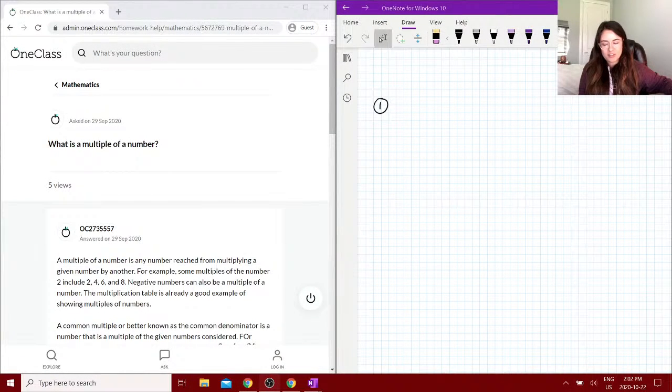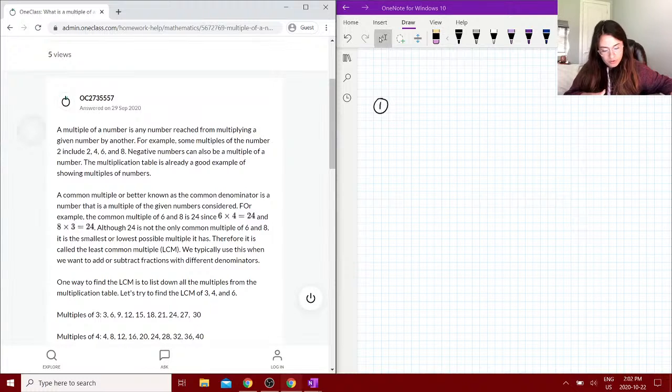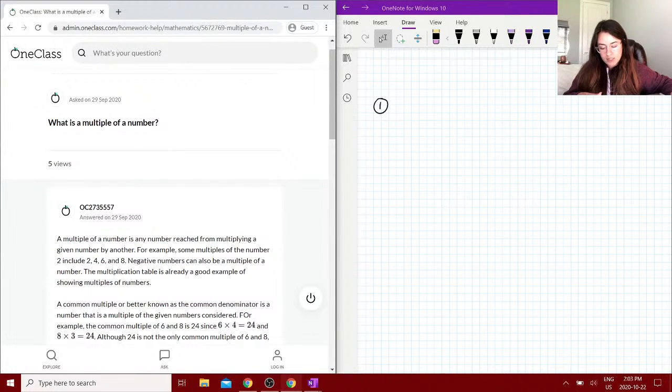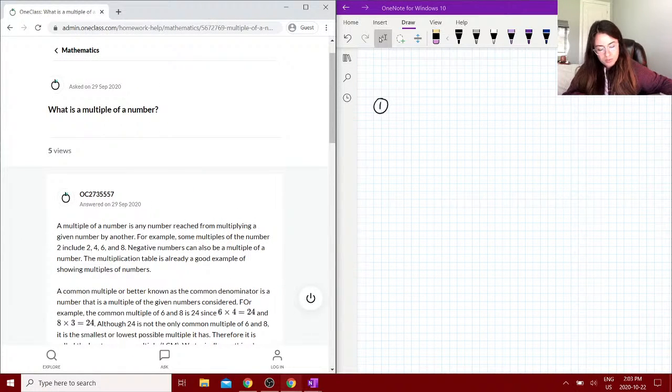Okay. So the first question we're looking at here is asking, what is a multiple of a number? So I'm just going to be walking you through the solution here, as you can see. It says that a multiple of a number is any number reached from multiplying a given number by another. Now that might sound a little bit confusing, so I'm going to write it as an equation here. So we can say that it is something like this.